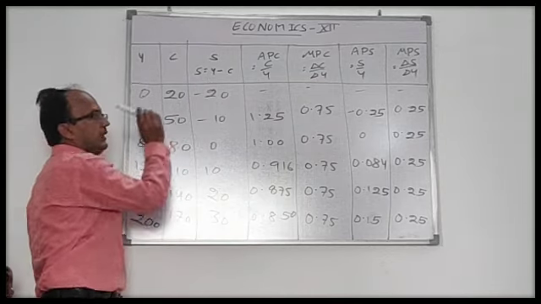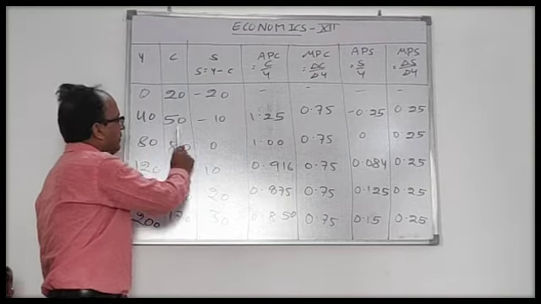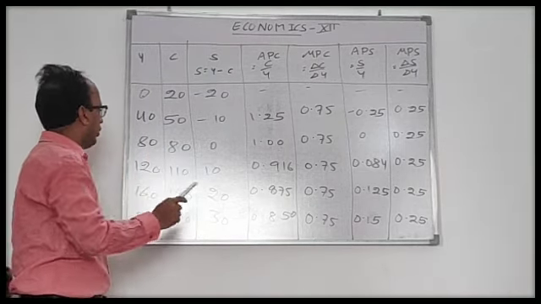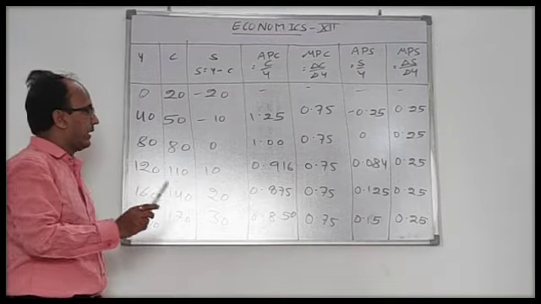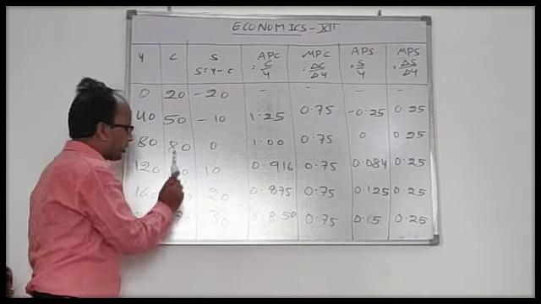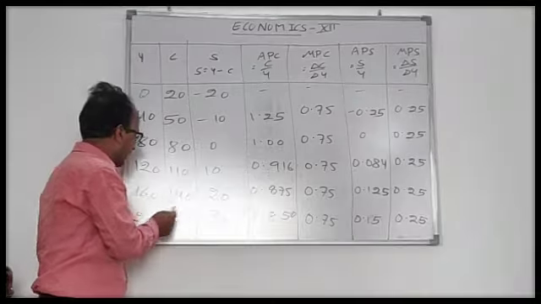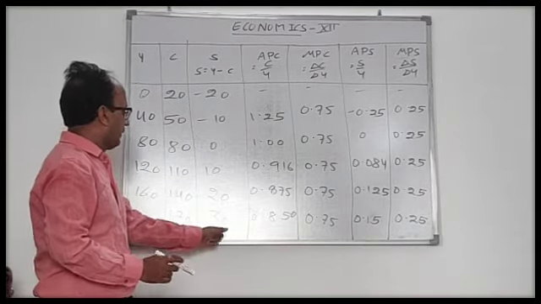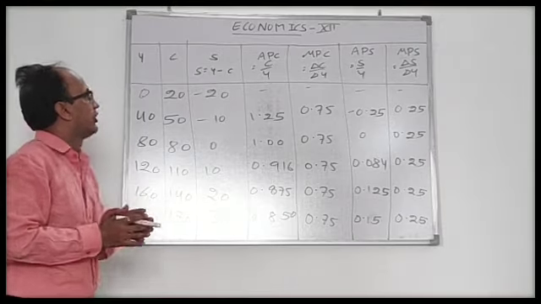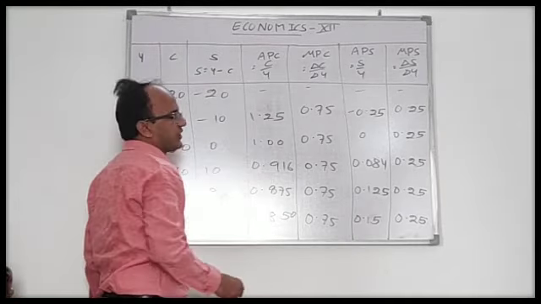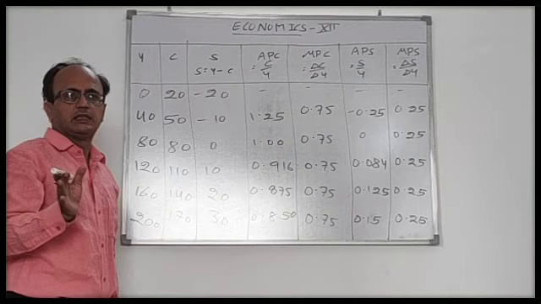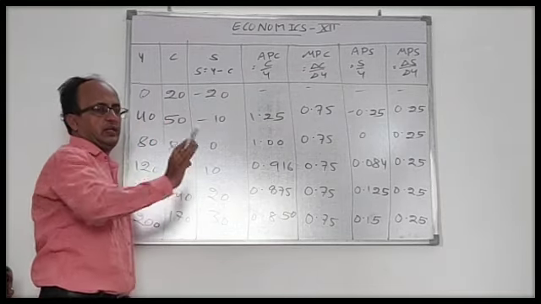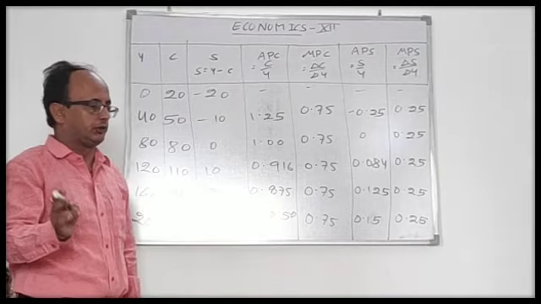0 minus 20 is minus 20, 40 minus 50 is minus 10, 80 minus 80 is 0, 120 minus 110 is 10, 160 minus 140 is 20, 200 minus 170 is 30. So we find the saving with the help of income and consumption. Then we see APC. How do you find APC? C upon Y. 20 upon 0, it's infinite or we can't find it.